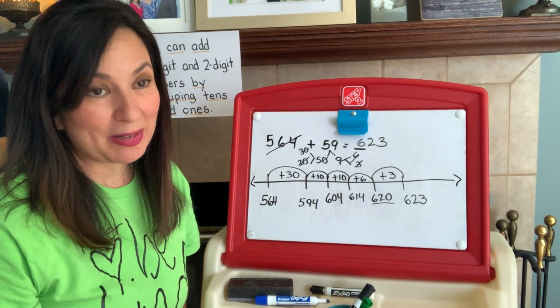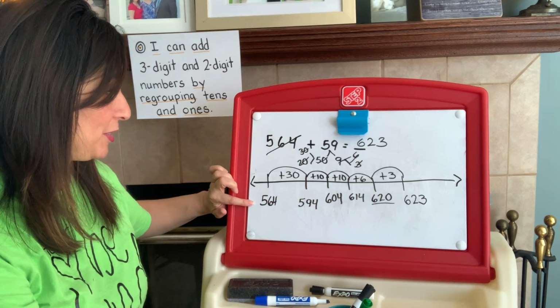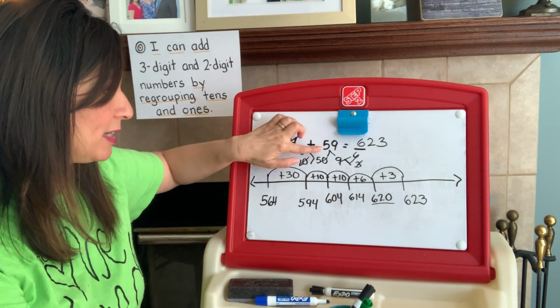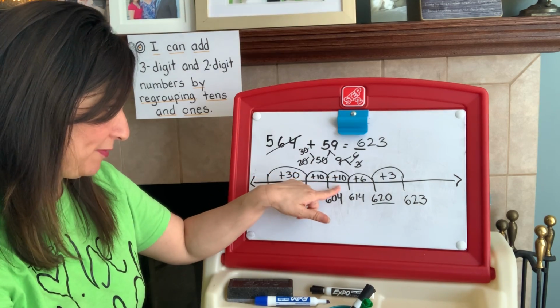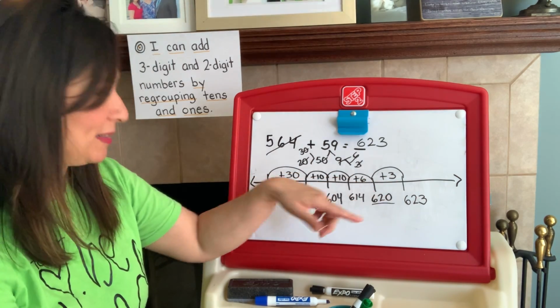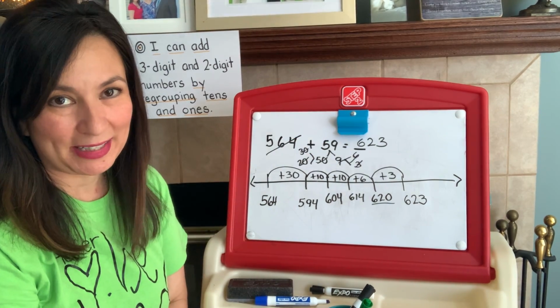But then I'm going to check my work. I want to check my work here. Let's see. I positioned 564. And now let's see if I've jumped 59. 30, 40, 50. 6 plus 3 is 9. 50 plus 9 is 59. I think I did it correctly.